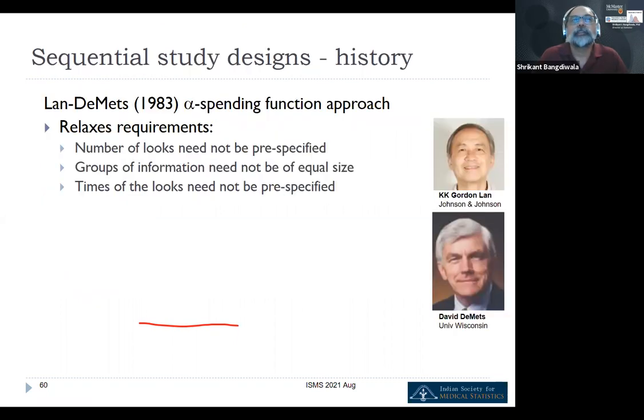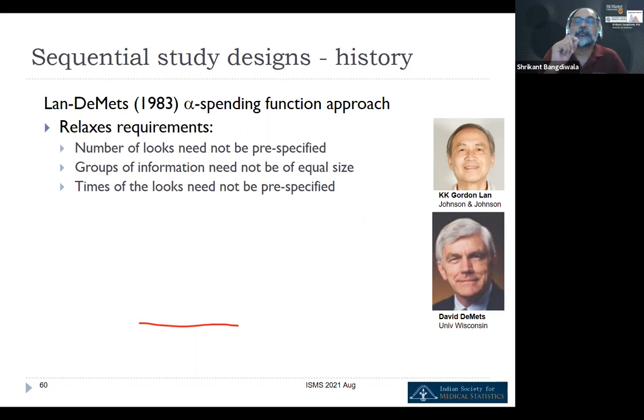So a few years later, in 1983, came another breakthrough, and this is by Dave Demets and Gordon Lan, working at the National Institutes of Health in the United States. And they said we should think about that alpha of 0.05 as if it was money. And we are spending money. So if we use a lot of the alpha in an early look, we have little alpha for the end, and it's going to be harder. So why don't I just relax the requirement of when we do the test, not have to pre-specify it.